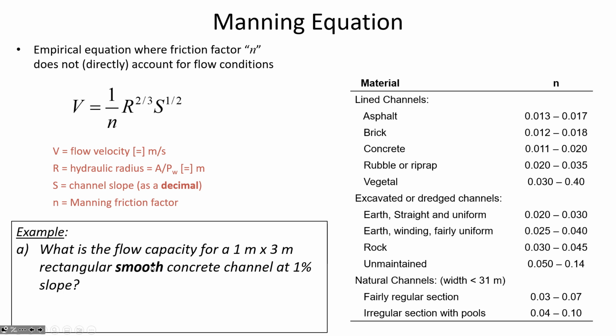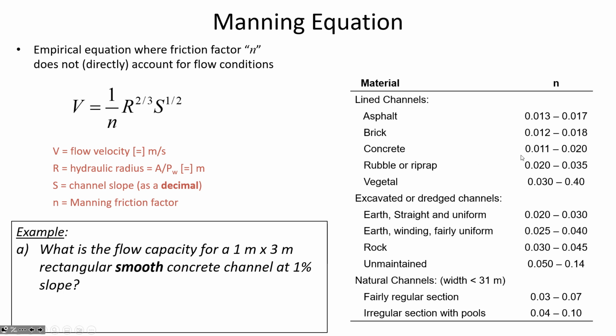So if we wanted to calculate the flow capacity for a rectangular smooth concrete channel, and the slope is 1%, what I meant was 1 meter deep and 3 meters wide. So Y is 1 meter, B is 3 meters. We want to find the flow capacity, that means the flow rate, Q. So we're going to have to find the velocity and then multiply it by the area in order to do that.